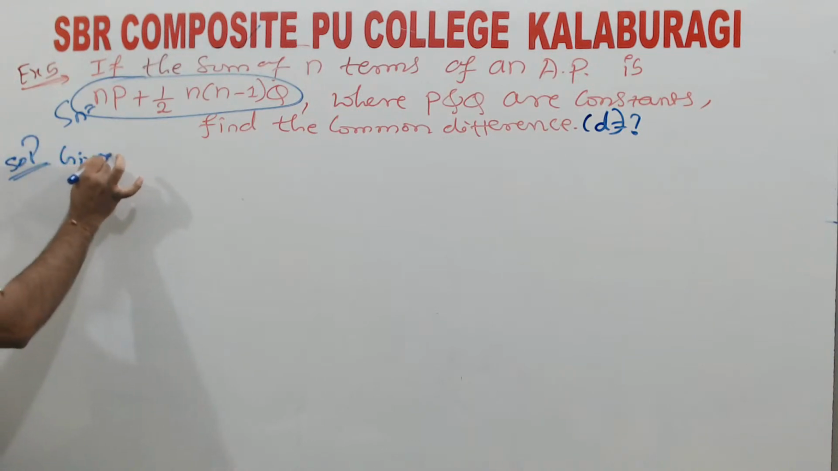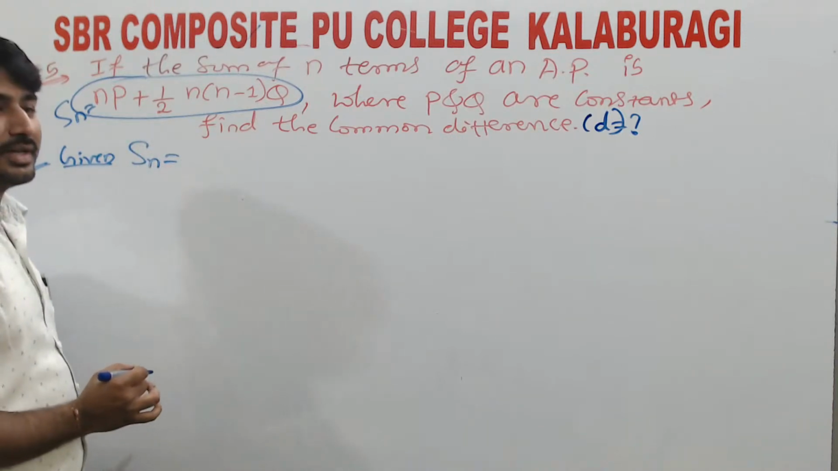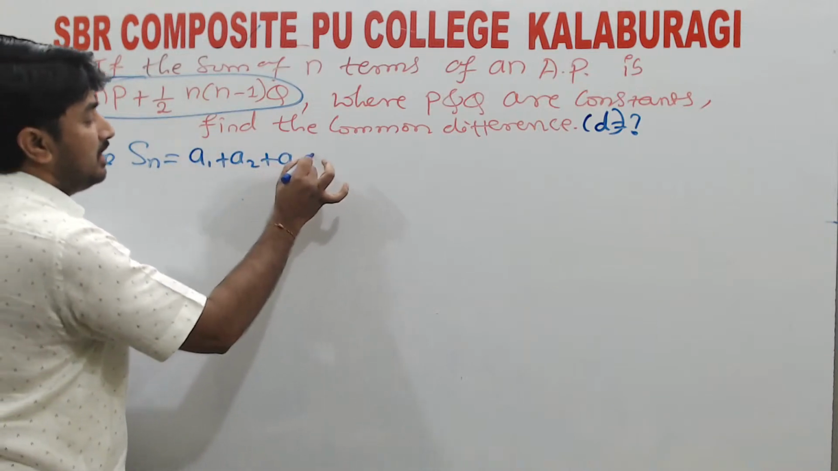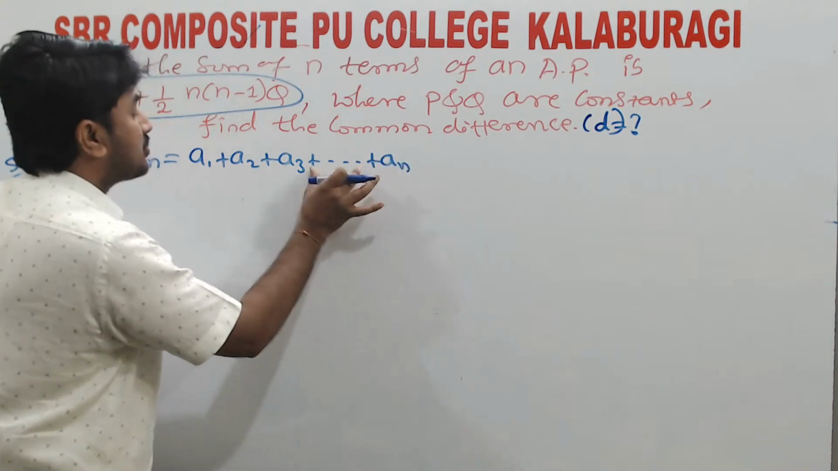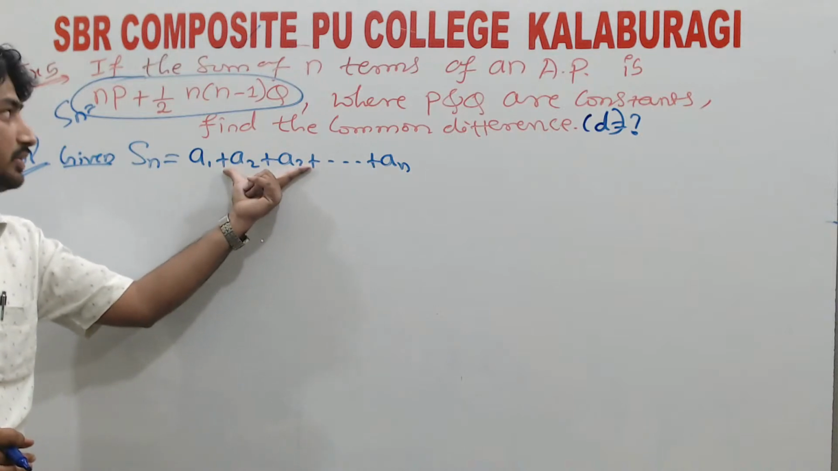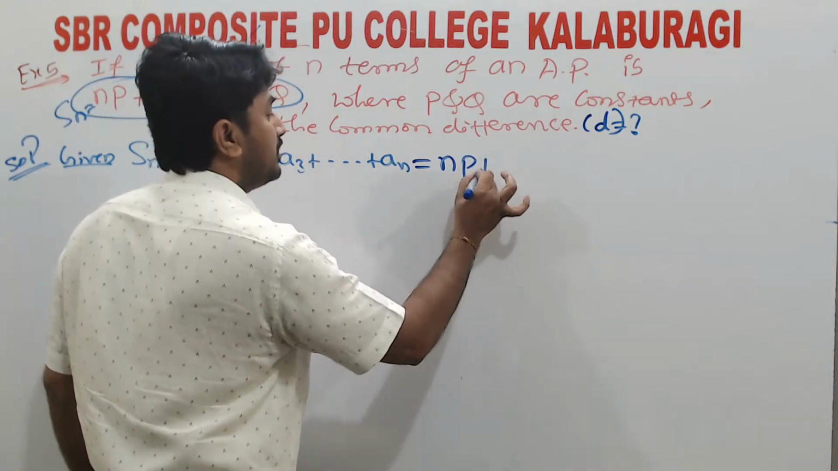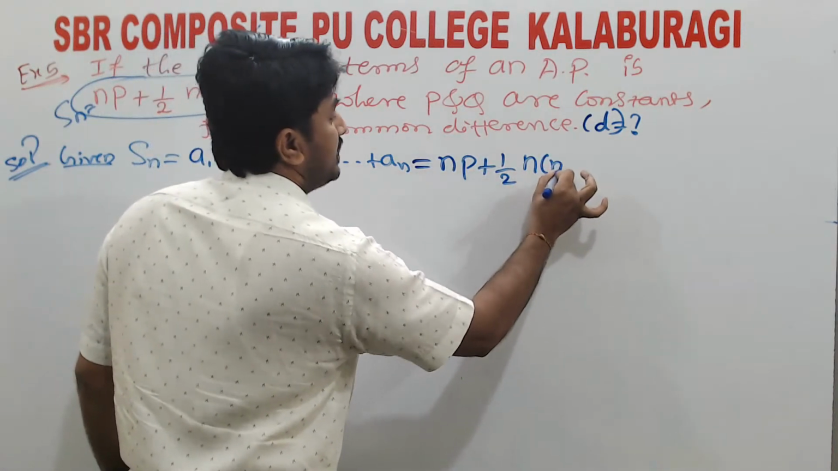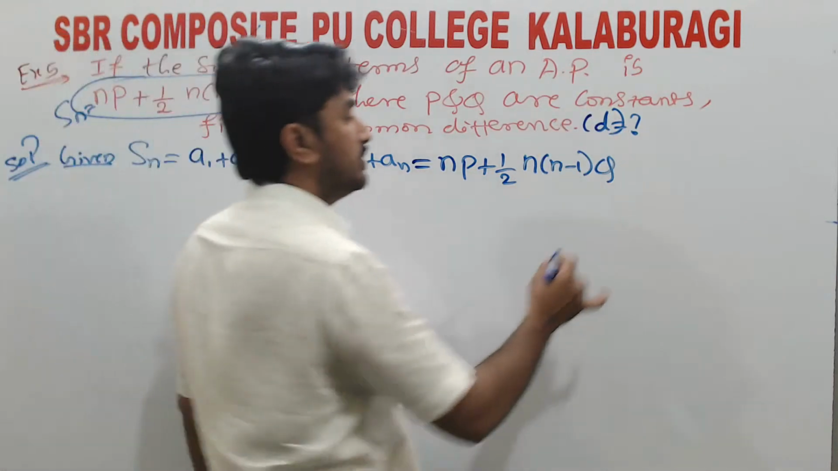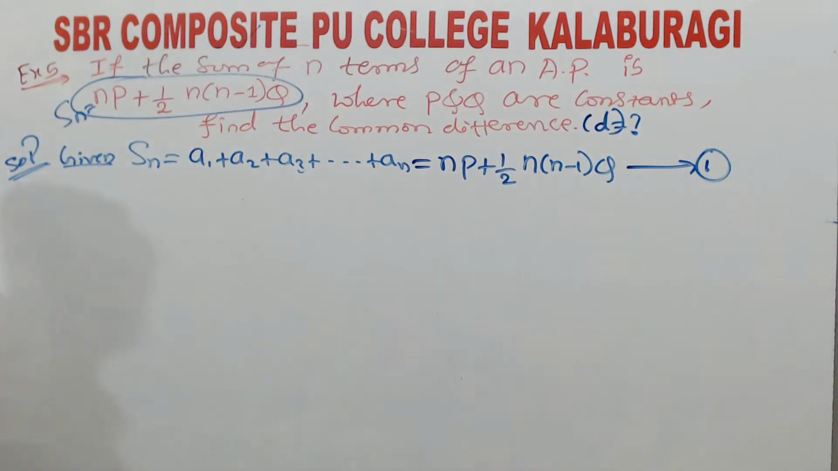So here, given the condition, we already know the sum of terms is called A1 plus A2 plus A3 up to so on plus An. It is called the sum, Sn. Either Sn or these terms are equal to, they are given this condition. I am writing here, it is equal to n into capital P plus 1 by 2 n into n minus 1 into capital Q. The given condition I am taking as equation number 1.